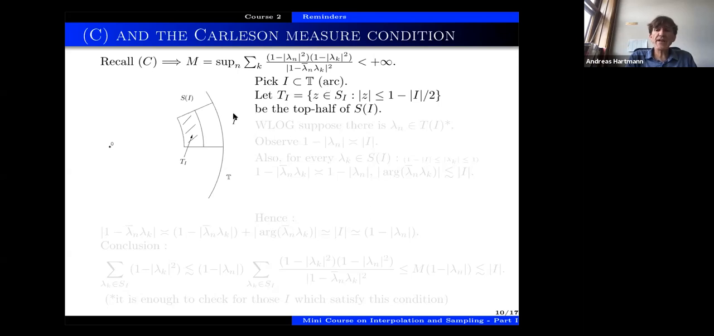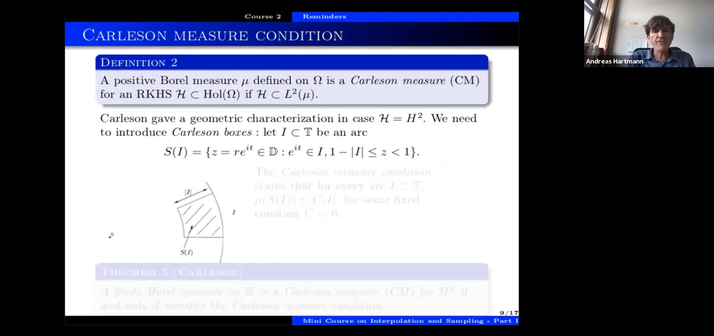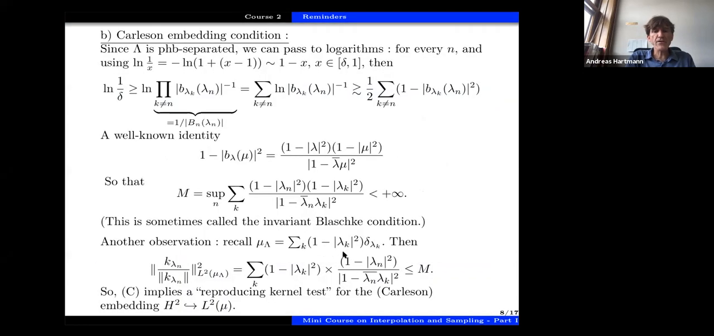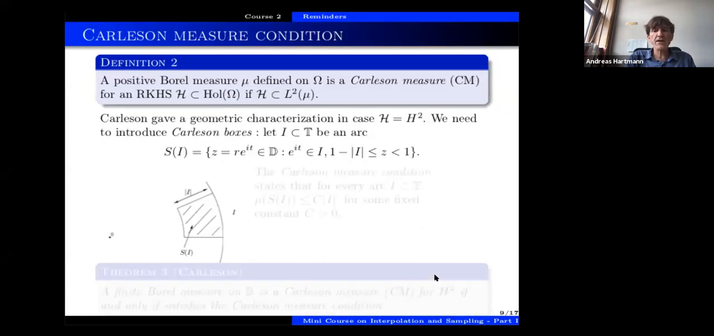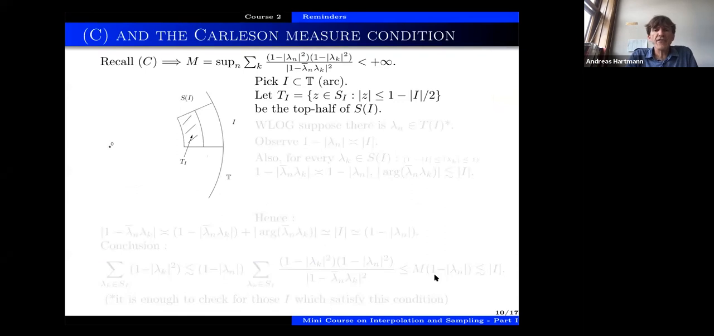So I have to prove that my measure mu, which is the measure mu lambda, okay, I have maybe defined it here. Okay, the measure mu lambda, which I defined here. I want to prove that with this Carlson condition, I can show that mu lambda is the Carlson measure. So I have to prove the Carlson measure condition.